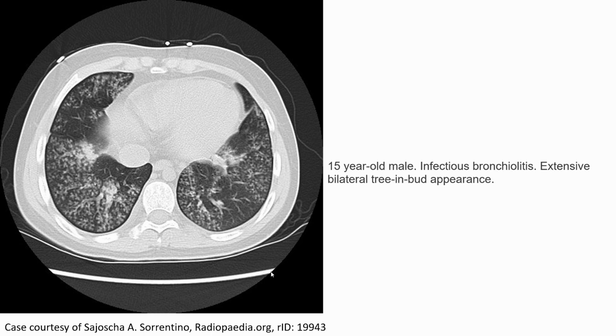So this is a case of bronchiolitis in a 15-year-old male with a diagnosis of infectious bronchiolitis. We can see the extensive bilateral tree-in-bud appearance. The features look like a tree, giving a tree-in-bud appearance, with the bud and the branch.